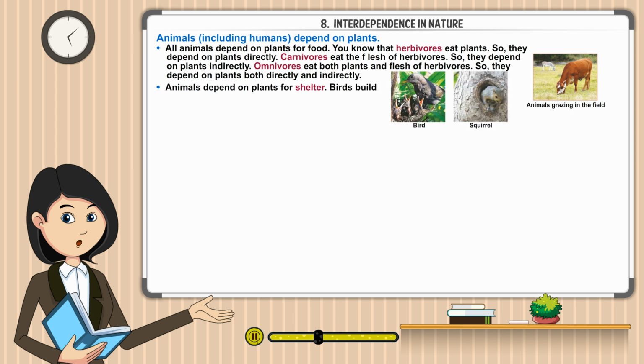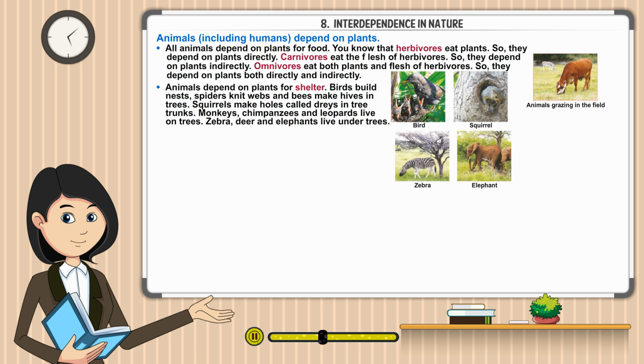Animals depend on plants for shelter. Birds build nests, spiders knit webs, and bees make hives in trees. Squirrels make holes called drays in tree trunks. Monkeys, chimpanzees, and leopards live on trees. Zebra, deer, and elephants live under trees.